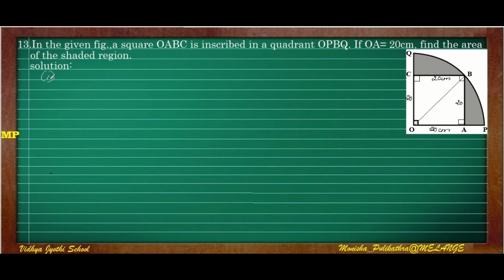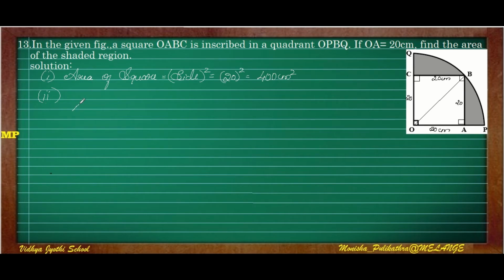So first I will find the area of the square, which has a side of 20 centimeter. We know the formula for the area of a square is side square, and the side is 20. So 20 square is equal to 400 centimeter square. Next, in order to find the quadrant's area, we first have to find its radius. We consider this as a right angle triangle, so by Pythagoras we can find the hypotenuse.